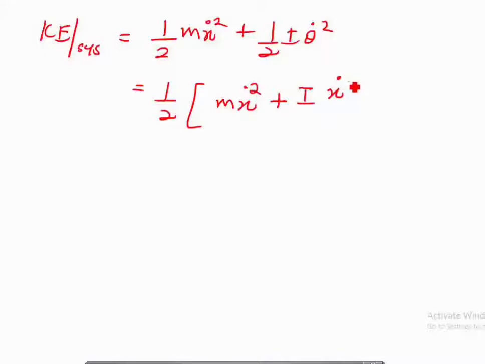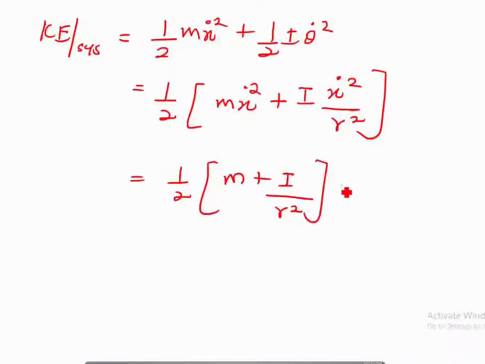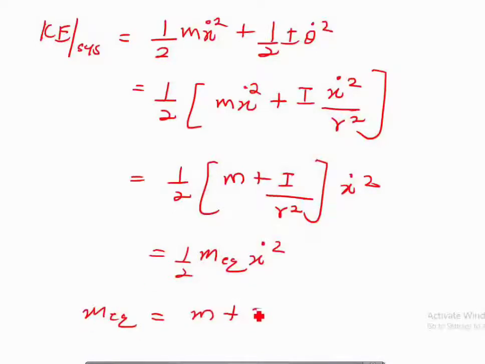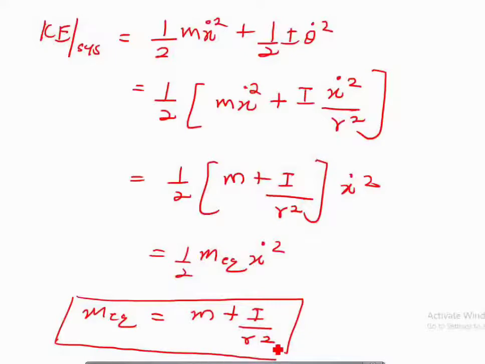I will keep I as it is. Theta dot is nothing but x dot upon r, so theta dot square is x dot square upon r square. From this I will get one half m equivalent x dot square, so m equivalent is m plus capital I divided by r square. If the mass of the pulley is given, you can take I equal to the mass times r square by 2, and you can solve this equation further.